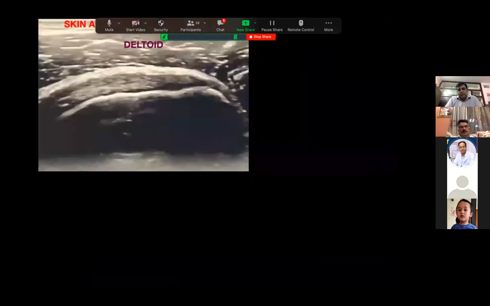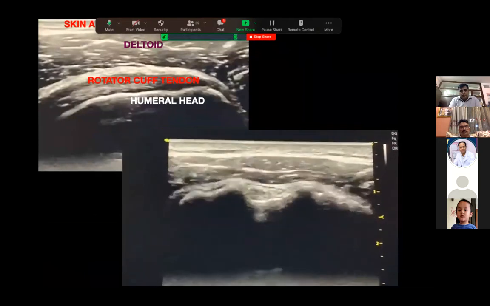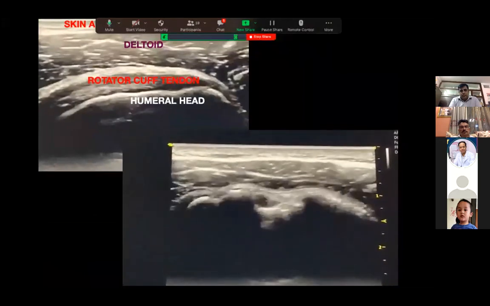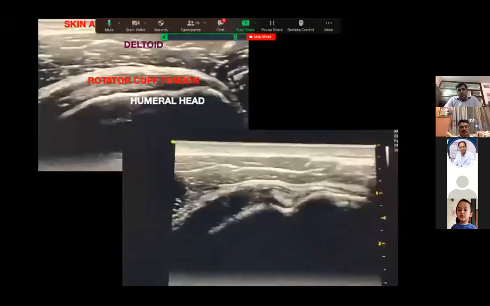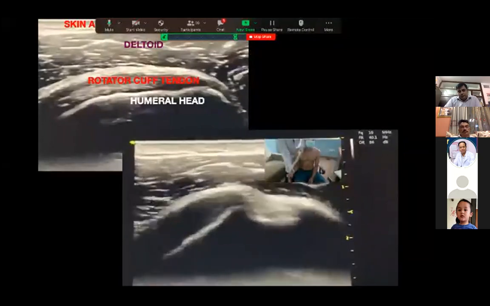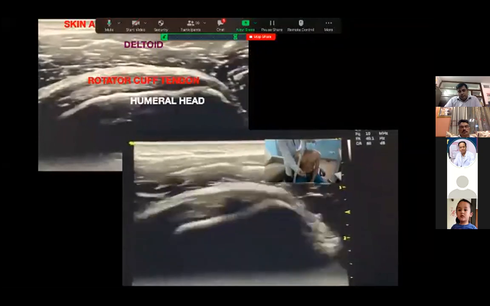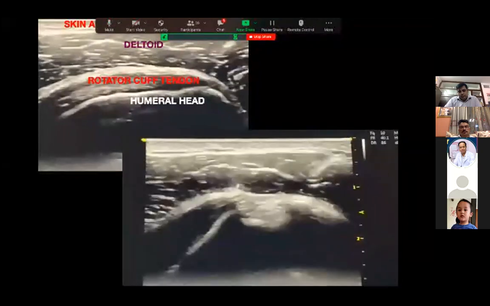Okay, so this is just a picture of how it will be seen in the ultrasound. There will be one layer of skin at the top, then the deltoid layer, then the rotator cuff tendon, and then the humeral head. If there is a rotator cuff tear, there will be retraction of this tendon. This is another view where we can see the biceps tendon, and over there is the subscapularis. The advantage of ultrasound is that you can always compare with the other side, and it is more dynamic. MRI is static. The picture is of that moment only.